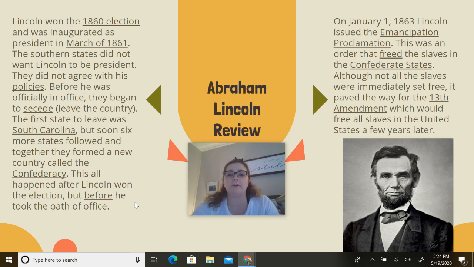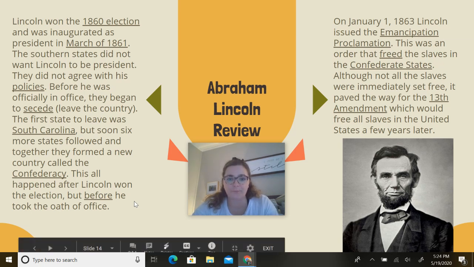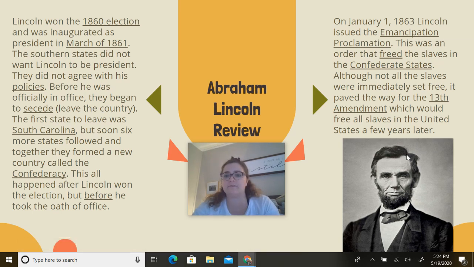And then on January 1st, 1863, Lincoln issued the Emancipation Proclamation, which we referenced when we talked about Civil War battles. And this was an order that freed the slaves in the Confederate States. And although not all the slaves were immediately set free, it paved the way for the 13th Amendment, which would free all slaves in the United States a few years later.